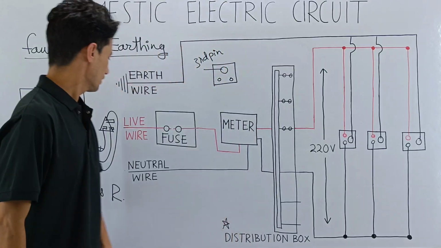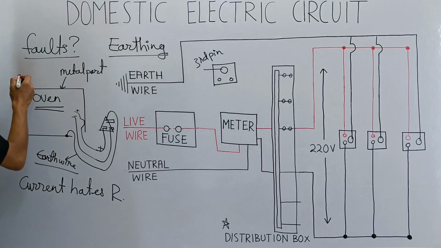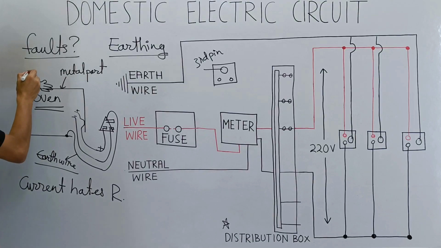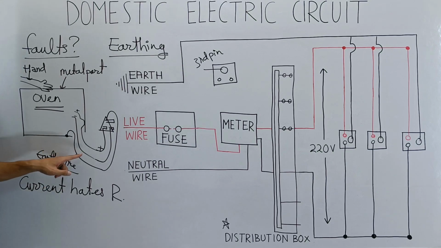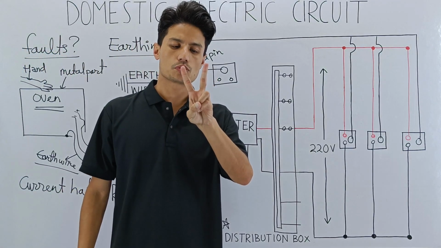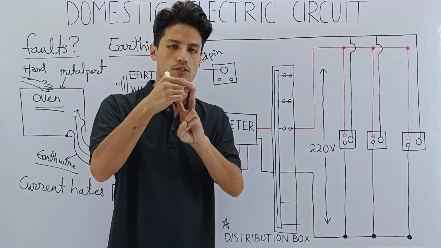Now, see, there is current flowing. Since the positive terminal is connected to the metallic part, my hand is here. My hand is also here, and this earth wire is also there. So now current gets two paths to travel. It can either travel through my hand or it can travel to the earth wire.